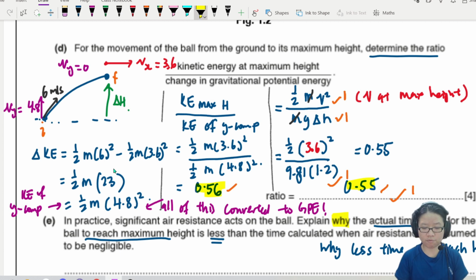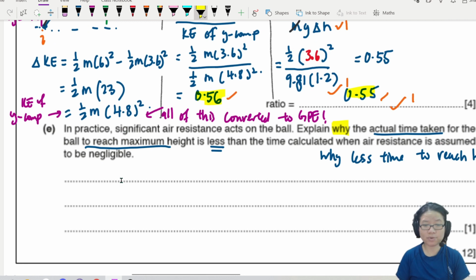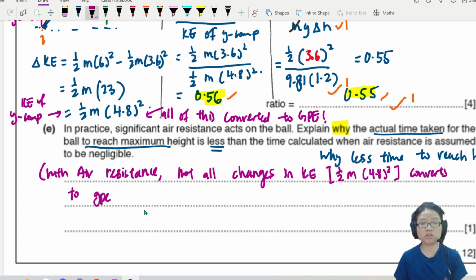So in that case, if we want to consider the air resistance, how would air resistance affect this energy conversion? What happens when there's air resistance? So when there's air resistance, not all of this KE will become GPE. Okay, so I'll write here in bracket: when there's air resistance, not all changes in KE convert to GPE. And because of this, the max height decreases.